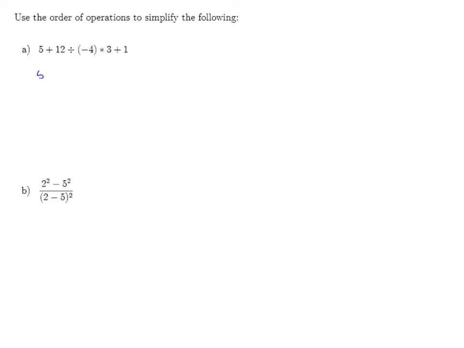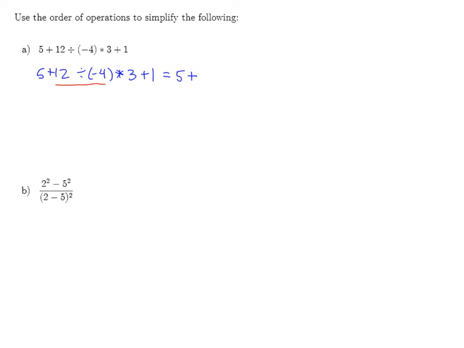So working with this expression, 5 plus 12 divided by negative 4 times 3 plus 1, we're going to compute the division and multiplication first. So looking inside there, that 12 divided by negative 4 times 3 is what we'll work with first. The addition will be done afterwards. So, working left to right with that division and multiplication, we'll take 5 and we have plus, and now we will first do this 12 divided by negative 4, and that will give us negative 3.